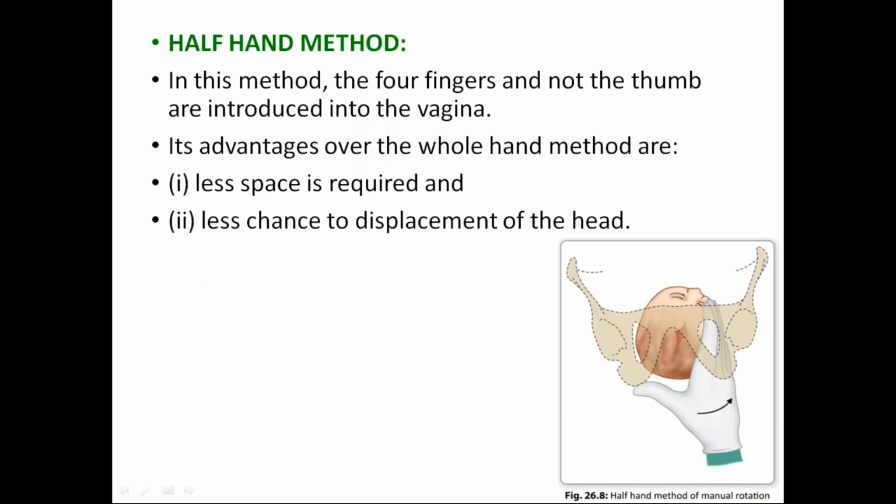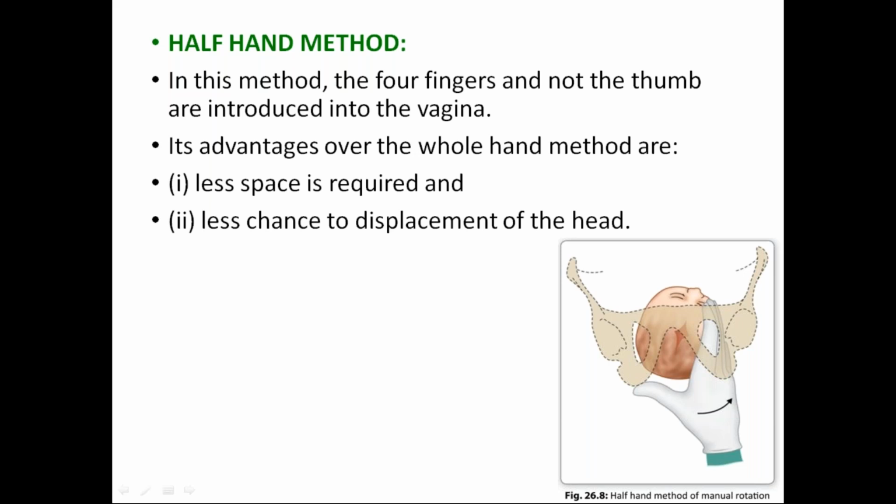Half hand method, again, is also used, here even without anesthesia. Here the fourth finger has to be increased. You put your hand in the occiput posterior, then you apply your pressure. Here you are putting pressure downward to the ulnar side. So that is rotating from posterior to anterior.